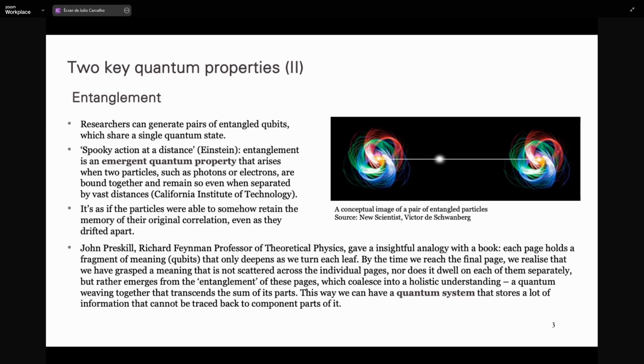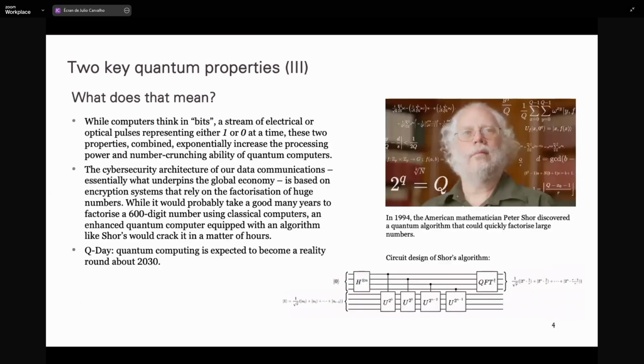This way we can have a quantum system that stores a lot of information that cannot be traced back to its component parts. And what does that mean precisely? While computers think in bits, a stream of electrical or optical pulses representing either 1 or 0 at a time, these two properties, entanglement and superposition, combined exponentially increase the processing power and number crunching ability of quantum computers.